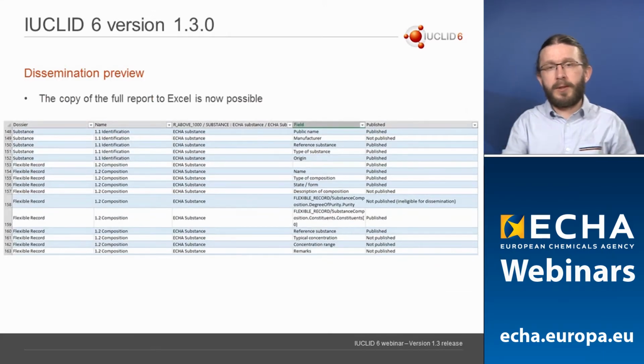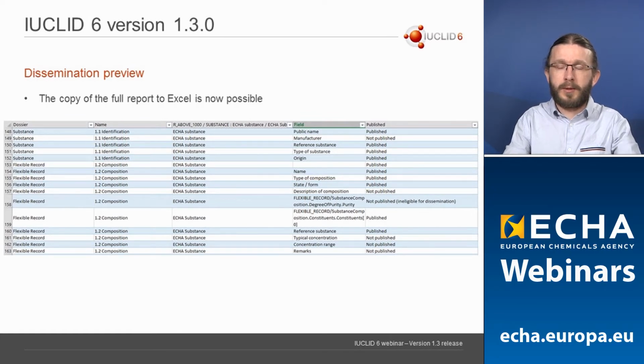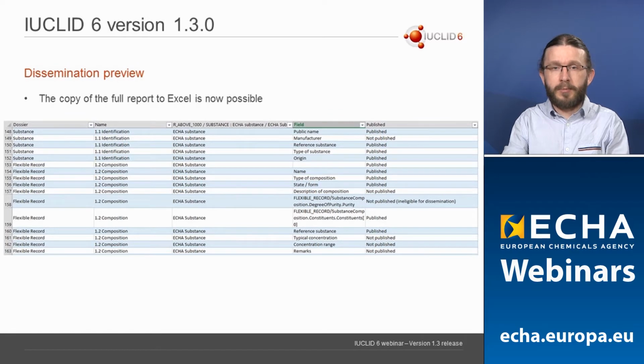The other improvement as well is that we have fixed a problem that was preventing the users from copying the report content to Excel. So now it's possible. You can select all your dissemination report from Euclid and paste it inside Excel, and then you have access to additional filter and data processing functionalities provided by Excel if you want to have a deeper look at the content of this filtering report.